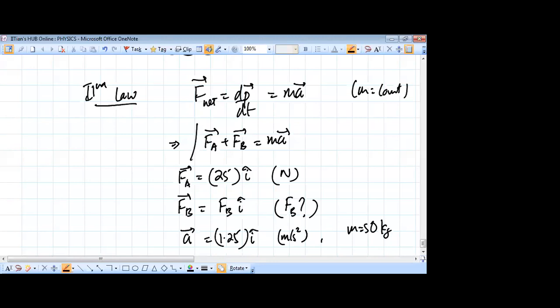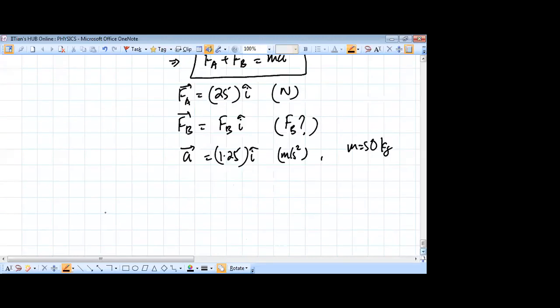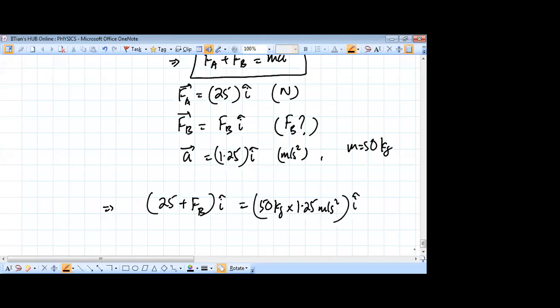So in terms of vector operation, on the left-hand side of the equation we are adding two parallel vectors, so they will just become the sum of the magnitudes along the same axis. And on the right-hand side, we are multiplying a vector with a scalar, 50 kg into 1.25 meters per second squared along the x-axis. So this is the statement of Newton's second law. Properly substituted, it is this.